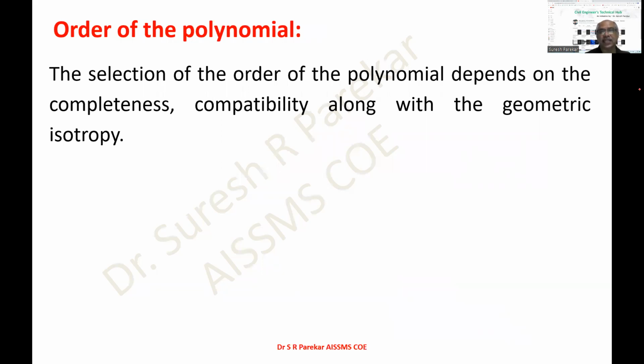So now the selection of the order of the polynomial depends on three things we have to check. One is completeness. Second, we have to go for compatibility. And third, we have to see geometric isotropy also. So these three things we have to consider to decide the order of the polynomial, and that geometric isotropy we can consider by using Pascal's triangle.